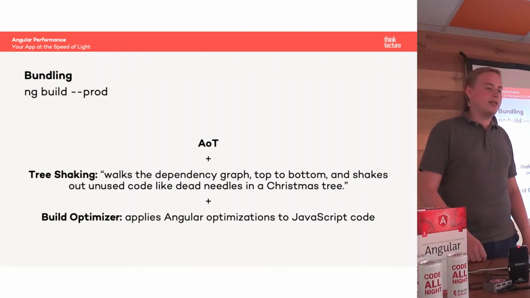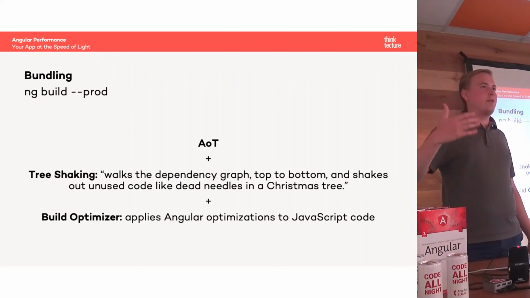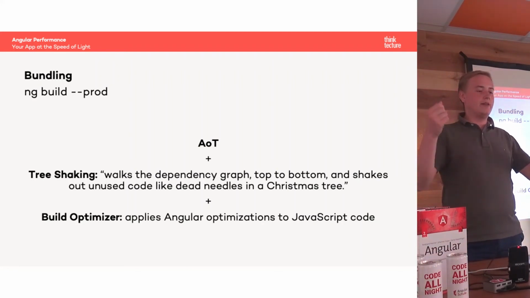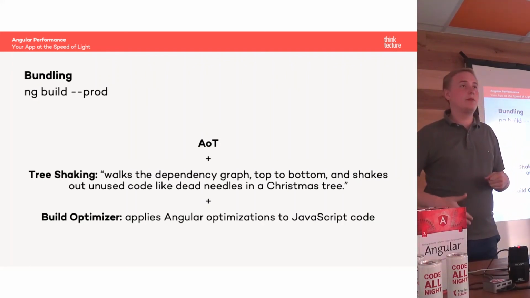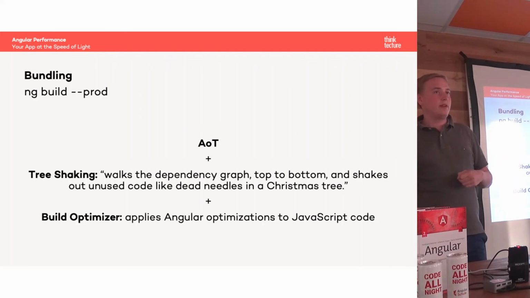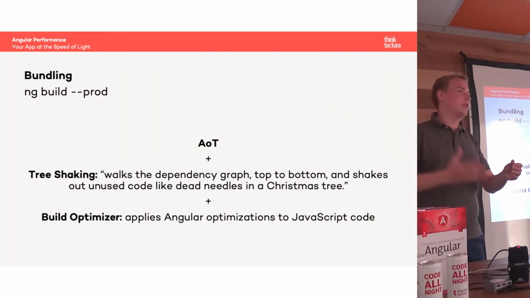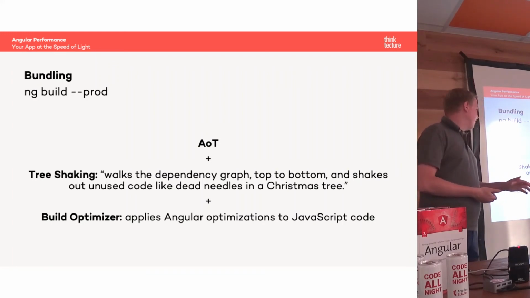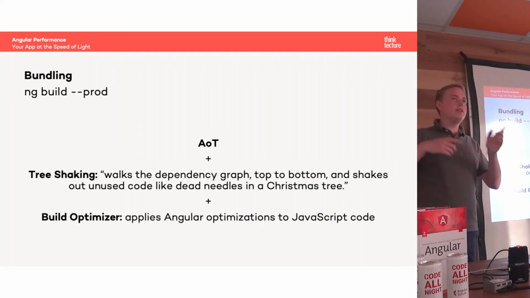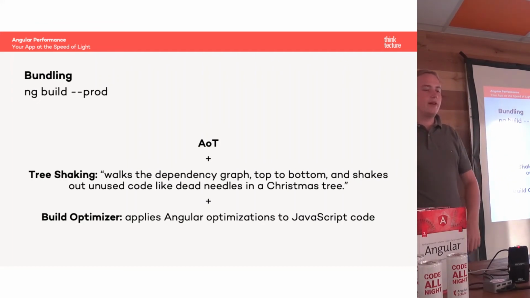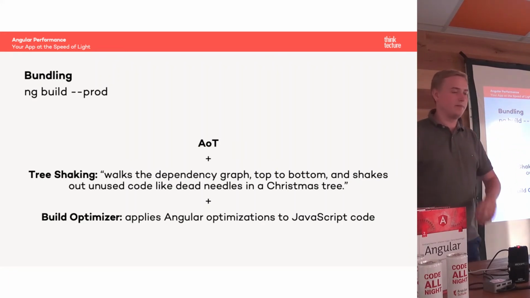So essentially it checks which imports you have, which exports you have, and if there's files that don't get imported, for example, then we can just remove them from the output. And that again makes our bundle a whole bunch smaller. Then we have the so-called build optimizer that applies some code optimizations, which then makes it easier for uglifiers to minimize that code even better.